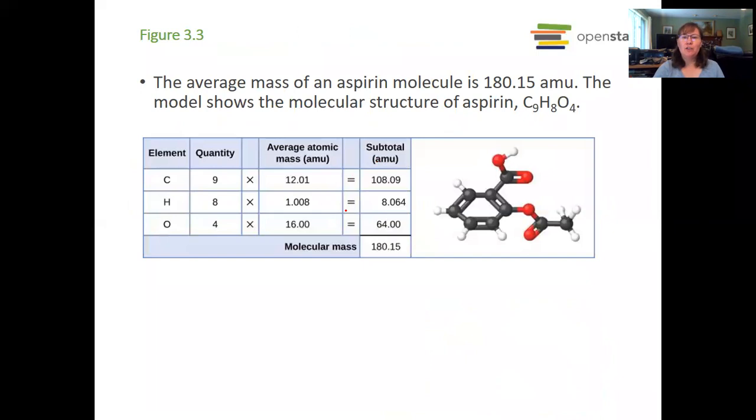Now here we show another one. It's much larger. We have aspirin at C9H8O4, and they show you how you find it for 9 carbons here, 8 hydrogens here, and 4 oxygens here, and then we add it all up for our total molecular mass. Again, this is an average of all of them. It's going to change based on which isotopes we have, but this is a good average.